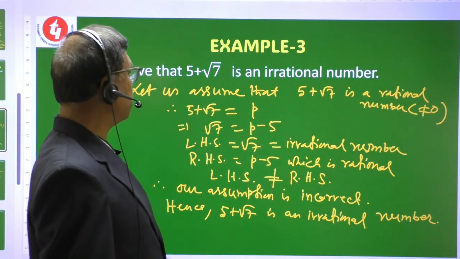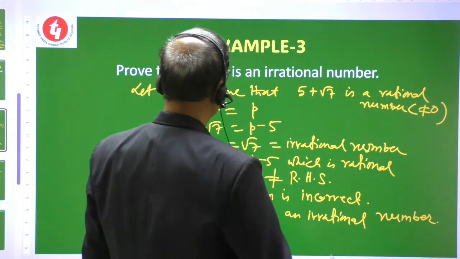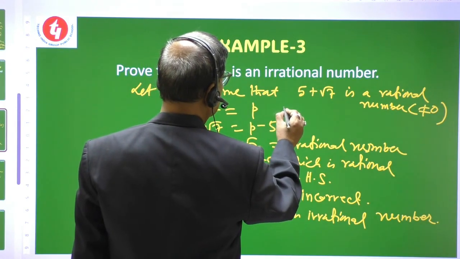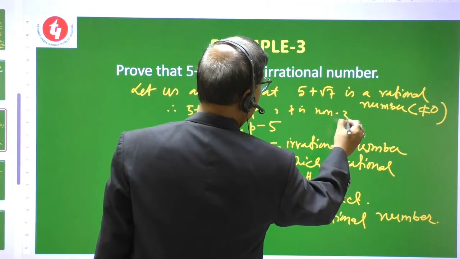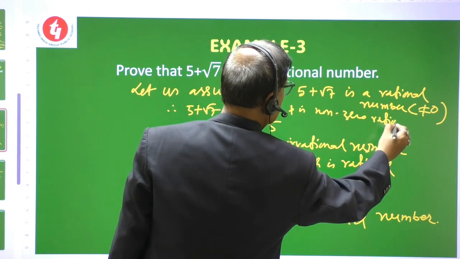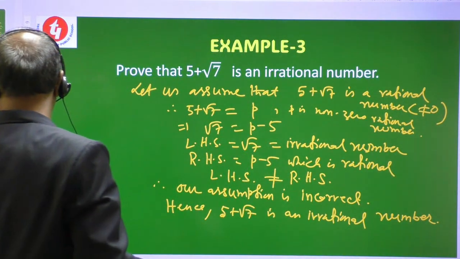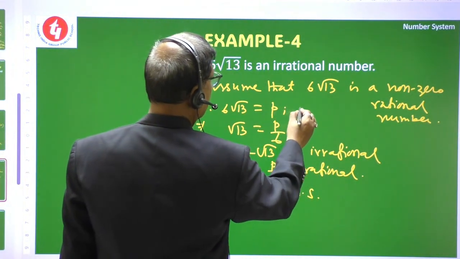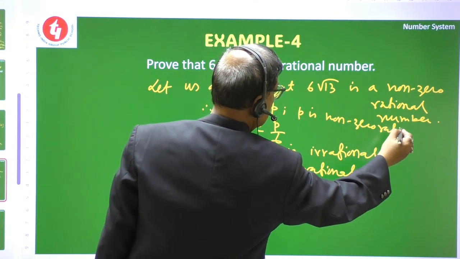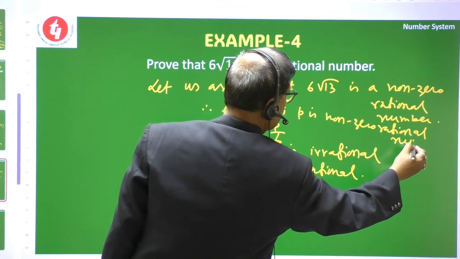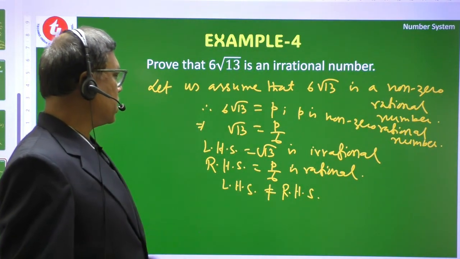Pi plus root 7 equal to p. P was a rational number because we considered this. So it will be better if I mention here p is a non-zero rational number. Similarly here also we'll mention p is a non-zero rational number. Yes. So left hand side not equals to RHS.